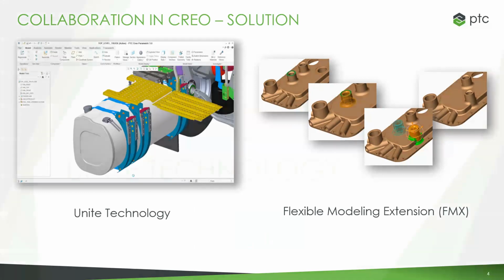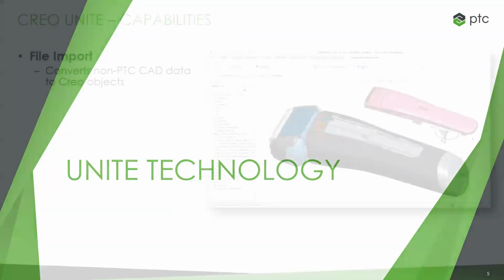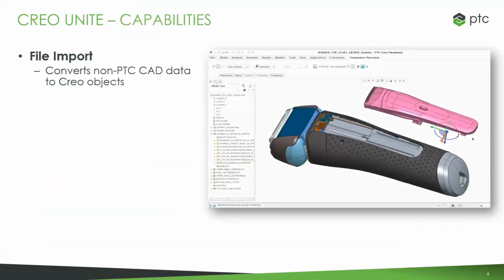Right. So first and foremost, let's talk a little bit more around Unite capabilities. This is something that we have embedded right into Creo for being able to help you work outside of the company, or outside of Creo. So first and foremost, you have the ability to do file import.